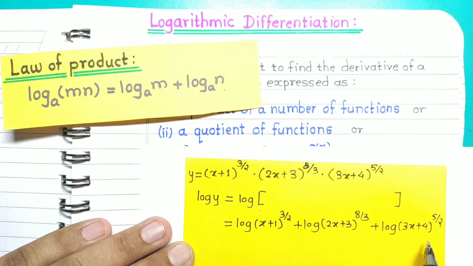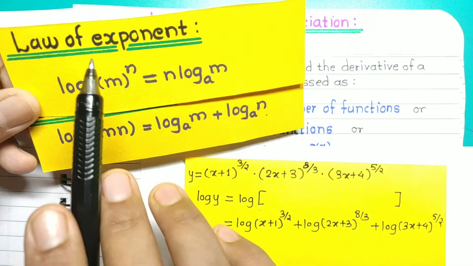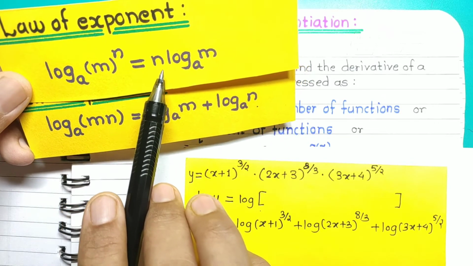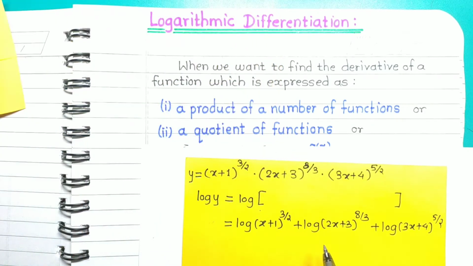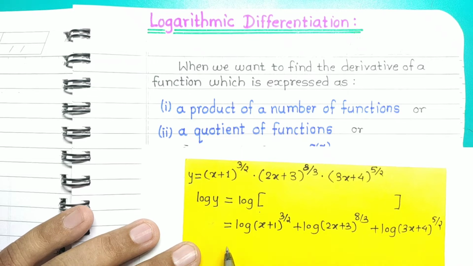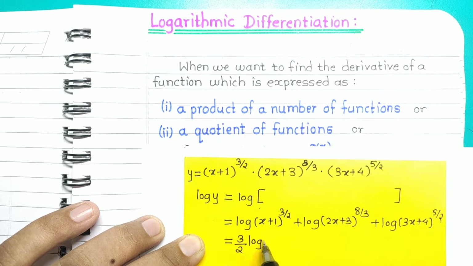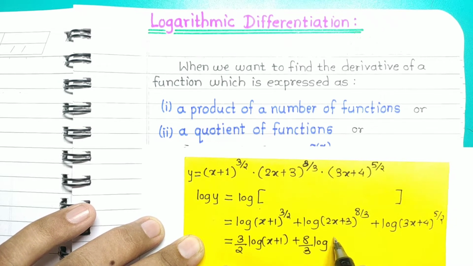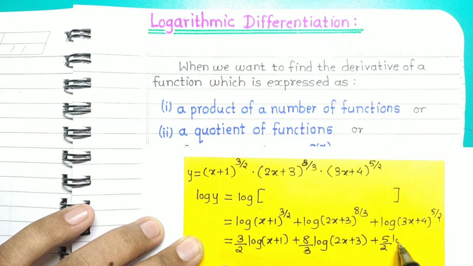Again, these terms can be simplified using the law of exponent. When we have log of m raised to n, we can write it as n into log m. So using this law of exponent, we can multiply these exponents to the logarithmic terms to get 3 by 2 into log of (x plus 1), plus 8 by 3 into log of (2x plus 3), plus 5 by 2 into log of (3x plus 4).